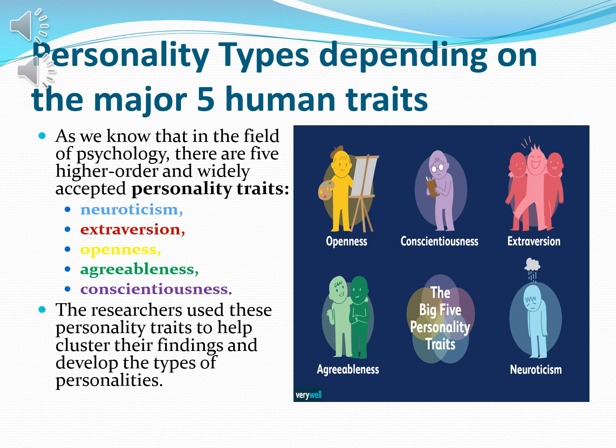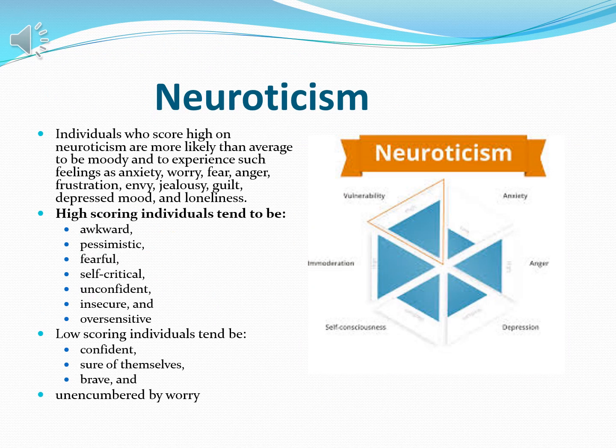So let's discuss these five traits and their characteristics, and then we will develop the personality types in this presentation. The first one is neuroticism. Individuals who score high on neuroticism are more likely than average to be moody and to experience such feelings as anxiety, worry, fear, anger, frustration, envy, jealousy, guilt, depressed mood, and loneliness.